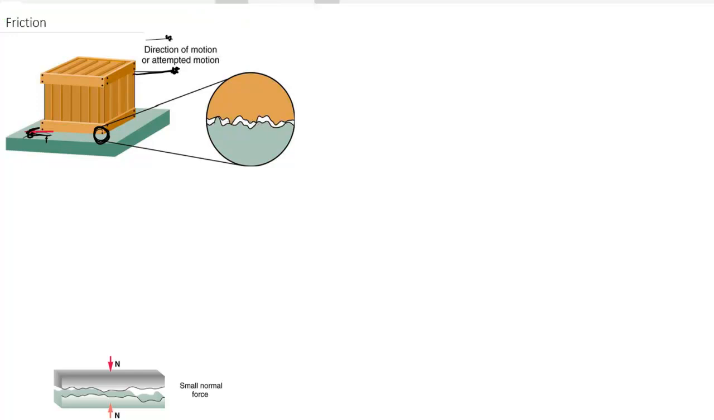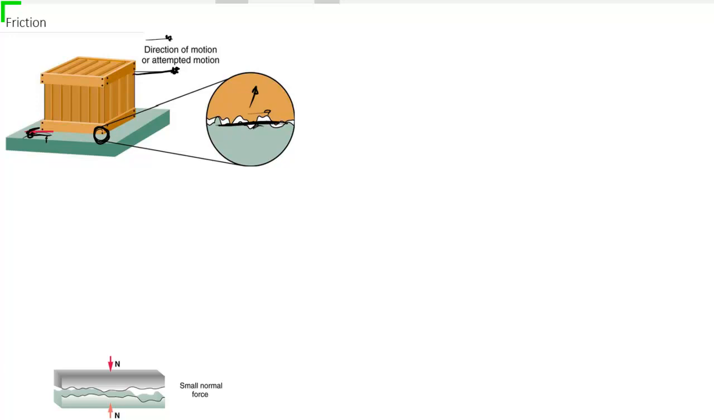The second way would be that as this block moves along here, it slides up, so it goes over these little bumps. And so essentially we'd have to lift this block up so that there would be some space underneath for it to move.